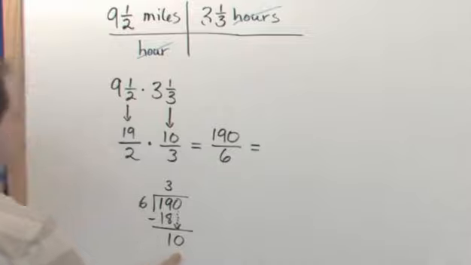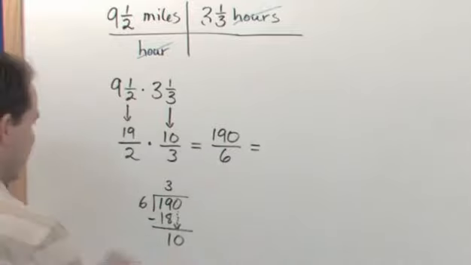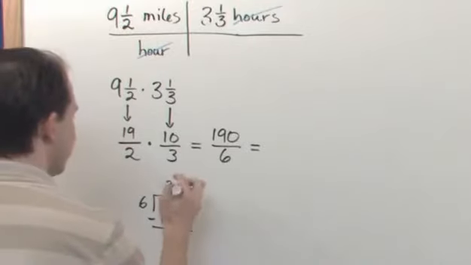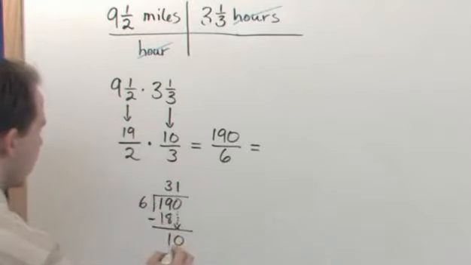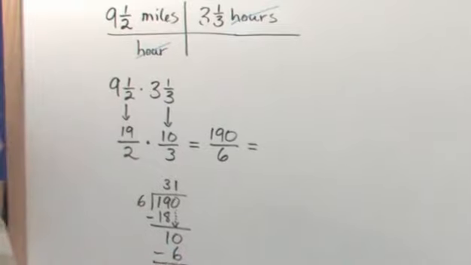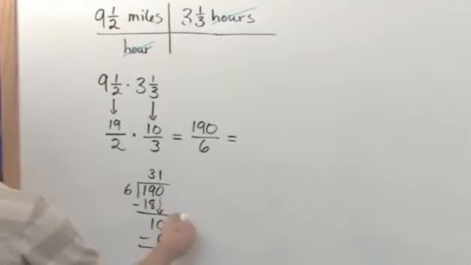6 goes into 10 how many times? Well, 6 times 1 gives us 6, and 6 times 2 gives us 12, which is too big. So it only goes 1 time. 6 times 1 gives us 6. Okay? Now, what is 10 minus 6?